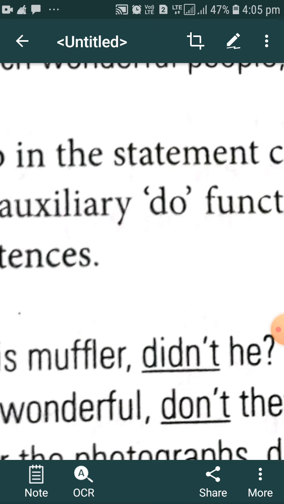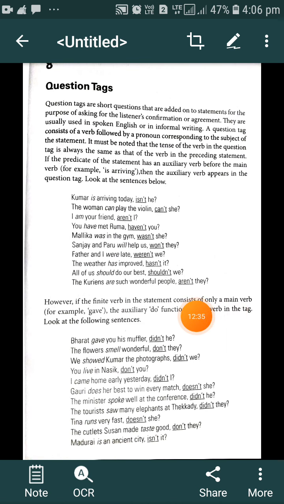Then there are some other rules while adding a question tag. However, if the finite verb in the statement consists of only the main verb, for example gave, the auxiliary do functions as the verb in the tag. Look at the following sentence. So sorry, my mobile is not working well.